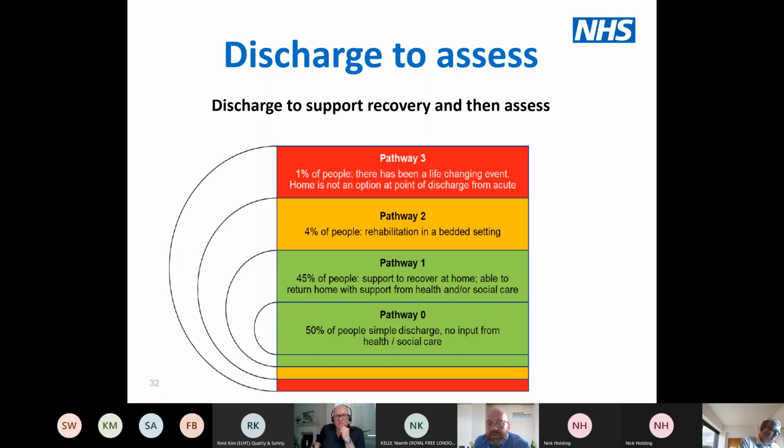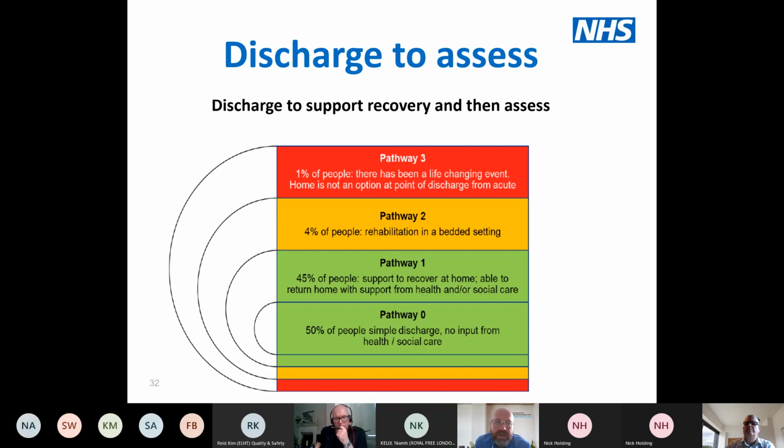Pathway 2, which is rehabilitation in a bedded setting, should be around 4%. And the final pathway, pathway 3, is 1% of people where there's been a life-changing event and home is not an option. You look at long-term care in a bedded facility, that is just 1%. Arguably, you know, from a health perspective, we overprescribe some of these. We minimise the number of patients in pathway 0 and 1, and the number of patients going through pathway 3 is significantly higher than the 4 and 1%.